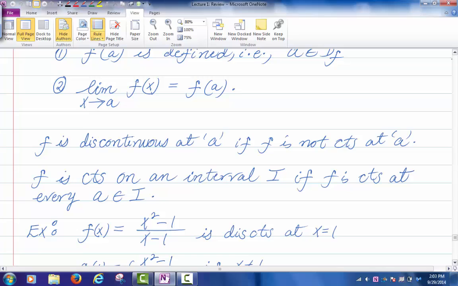Also, we say that a function f is continuous on an interval I if f is continuous at every single number inside of I.